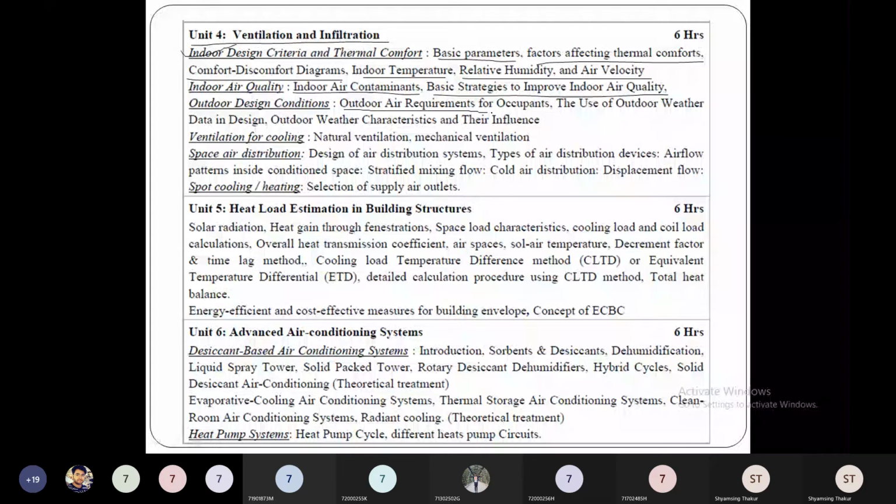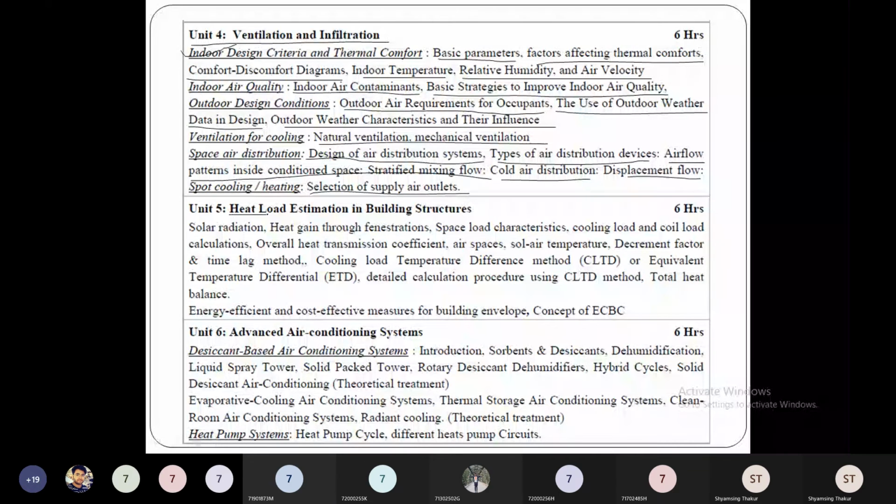So the indoor air quality, indoor air contaminants, basic strategies to improve indoor air quality, outdoor design conditions, outdoor air requirements for occupants, the use of outdoor weather data in design, outdoor weather characteristics and their influence, natural ventilation, mechanical ventilation, space air distribution, design of air distribution systems, type of air distribution devices, airflow pattern inside, condition spread, stratified mixing flow, cold air distribution, displacement flow, and spot cooling and heating, that is selection of air outlets. That will be the portion of unit number 4.